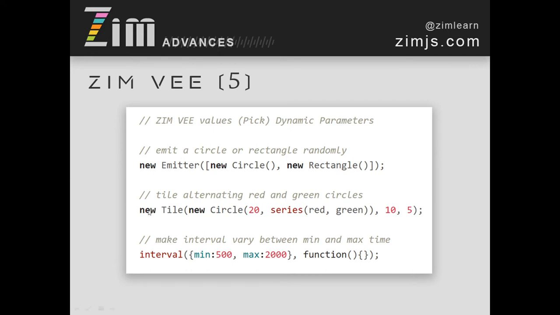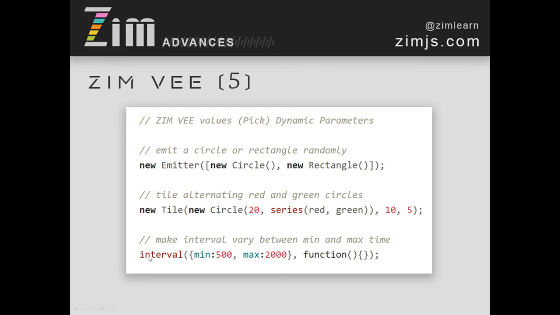Here's another example. Here we're going to tile, and tile allows us to tile an object. So we could tile a circle and make a bunch of those circles. But what if we wanted those circles to be different? Well, now we can use the ZIM VEE value here of a series. So that's another one. Now it will tile circles in red, green, red, green, red, green, red, green order in a series. If we passed in an array here with red and green in the array, it would randomly pick and randomly make red and green circles, not a series. So this is cool. This allows us to make a slider and a dial and a button and pass those in as a series, and it will tile the slider, the dial, and the button.